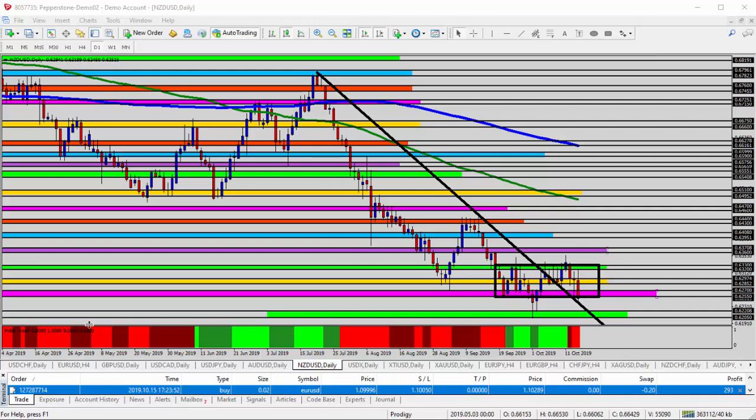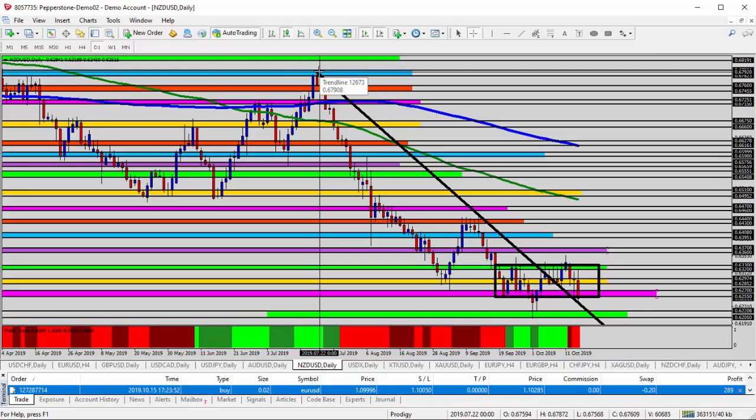Looking here at the daily time frame, the trend has been down for quite some time. We go all the way back to the top of the black trend line, looking back into July. The market was all the way up here in the mid to upper 0.67 area, 0.6780, 96 is the blue shaded area, top of the black trend line.